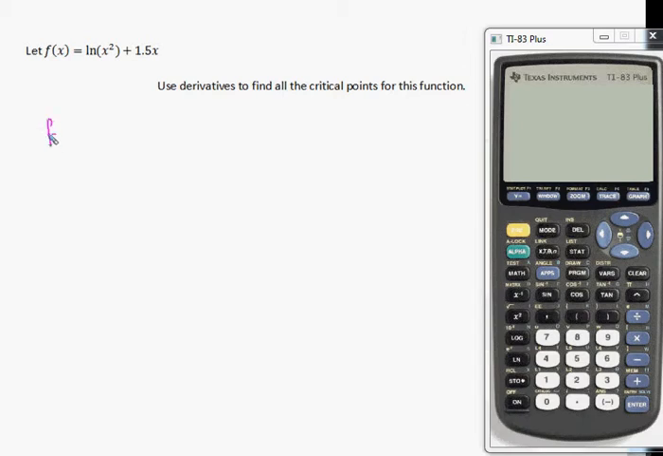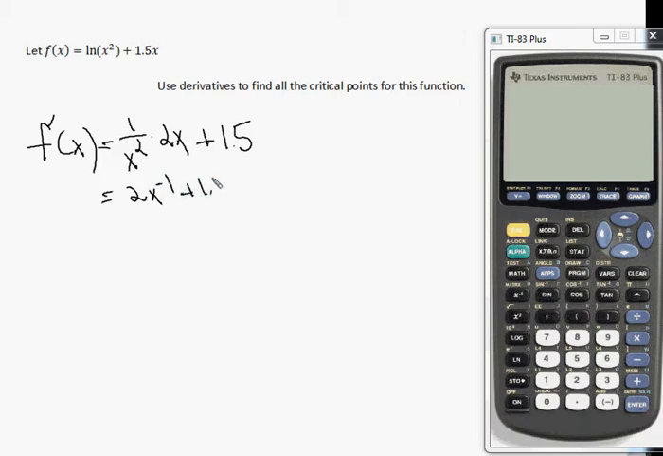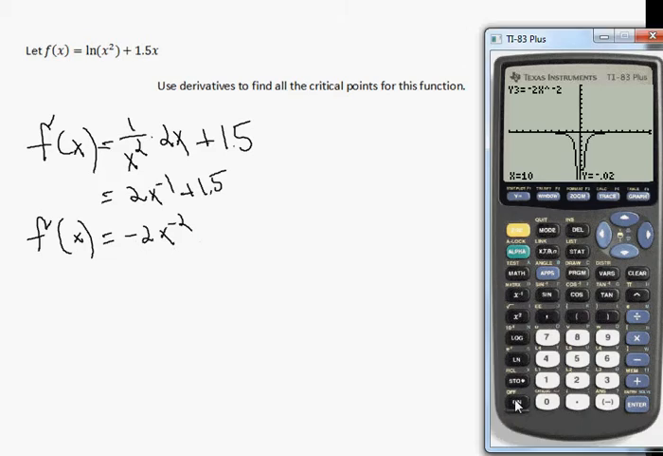So f prime of x is, let's see, the derivative of ln of something is 1 over that thing times the derivative of the inside, so times 2x, and we'll simplify this in a second. And then plus 1.5. 2x over x squared is 2x to the negative 1, right? Plus 1.5. f double prime of x is negative 2x to the negative 2 plus 0. Right? Okay, so we'll go ahead and plug those into our calculator.